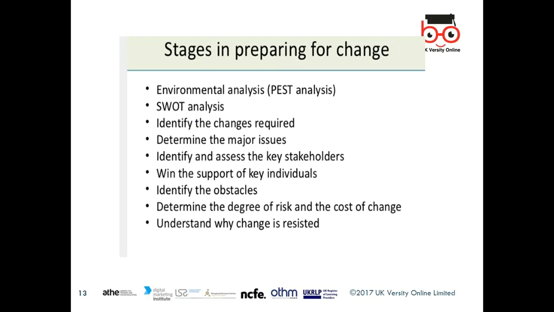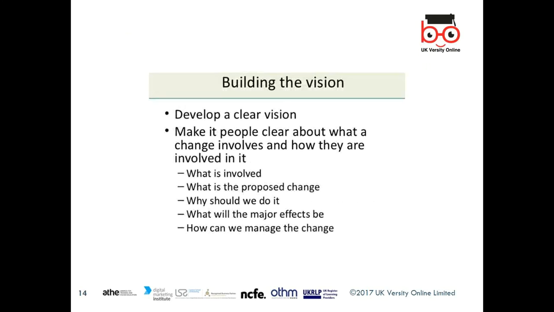Determine the major issues, identify and assess the key stakeholders, and win the support of key individuals. For example, for Theresa May to be successful in implementing her Brexit deal, she needed key individuals, maybe Jeremy Corbyn or other political parties, key leaders, and her own ministers as well. Identify the obstacles. Yes, there are obstacles. How will we balance the interests of everyone? That is a big thing. Determine the degree of risk and the cost of change, and understand why the change is resisted, why people don't want to accept it.